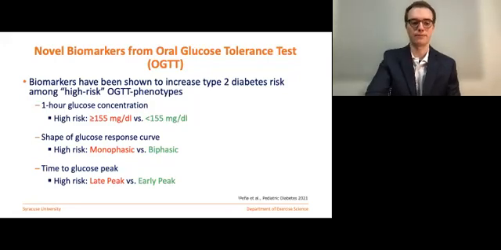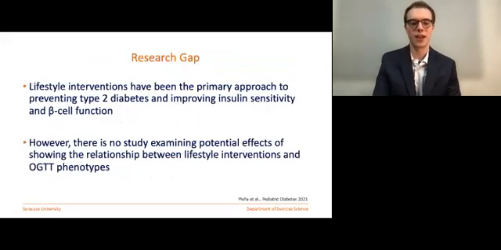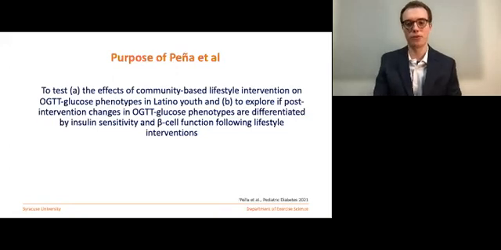Now, lifestyle intervention is the first line of approach to preventing type 2 diabetes and results in improvement in insulin sensitivity and beta cell function. However, there is no study examining the relationship between lifestyle interventions and OGTT phenotypes. Therefore, the purpose of this study was to test the effects of community-based lifestyle interventions on OGTT glucose phenotypes in Latino youth, and to explore if post-intervention changes in OGTT glucose phenotypes are differentiated by insulin sensitivity and beta cell function.